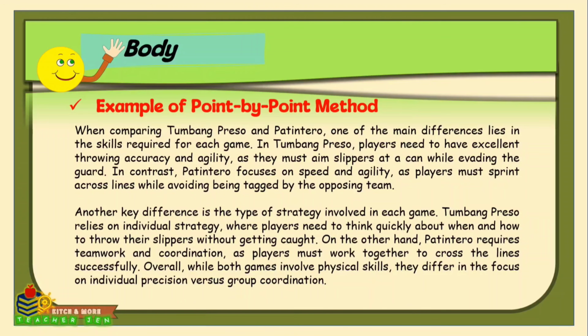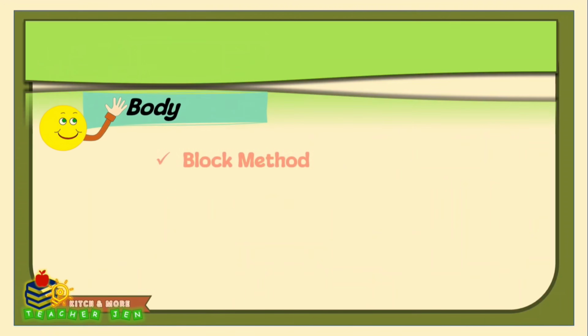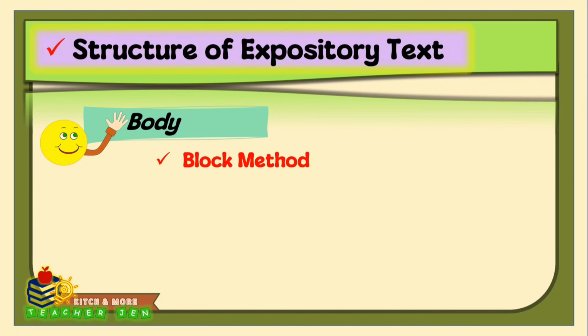In the point-by-point method, you compare or contrast specific details about each subject in the same paragraph. This method helps show how two subjects are similar or different by focusing on certain points and making a direct comparison between them. Now that we've explored the point-by-point method, let's take a look at the block method.